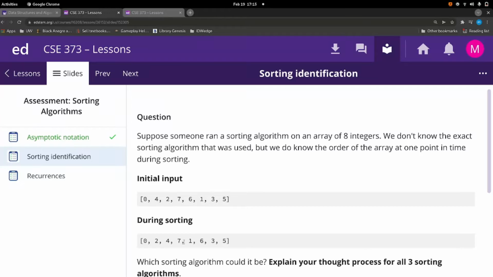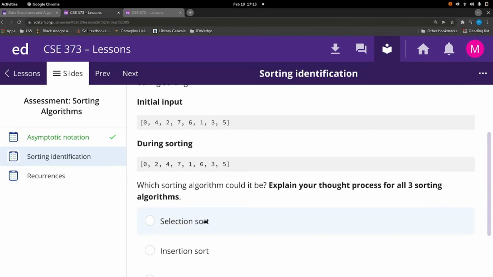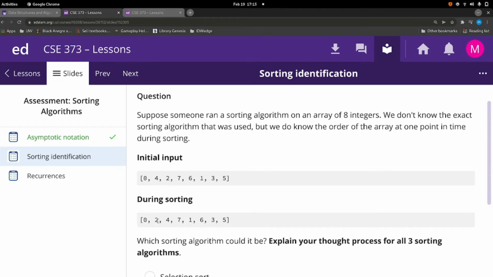And we know that because 1 and 6 have obviously moved, and if it was insertion sort, then 6 would have moved before the 7. Okay, so we know it's merge sort, but we can just check to see.